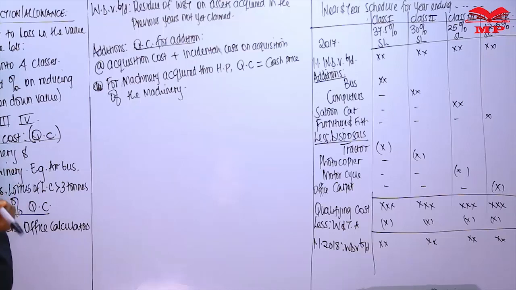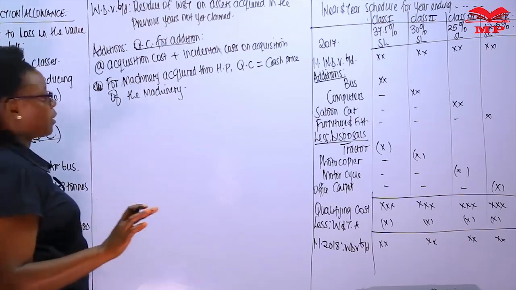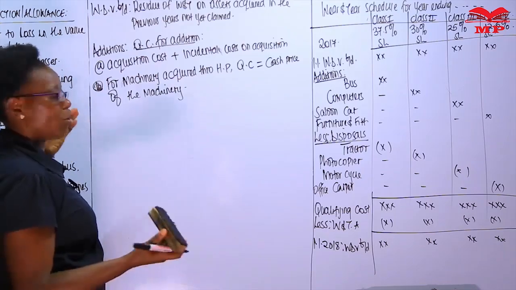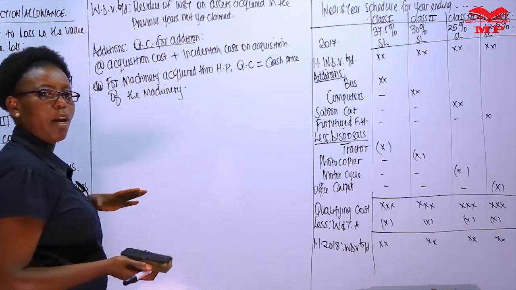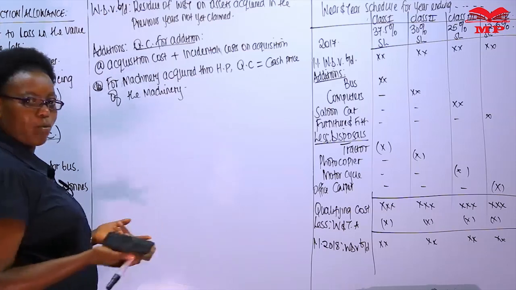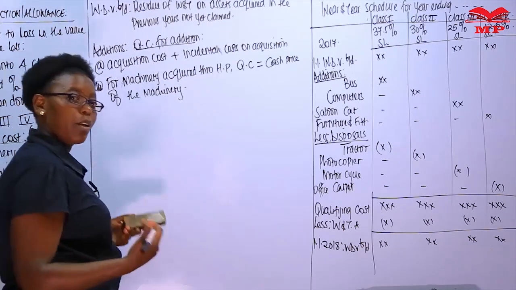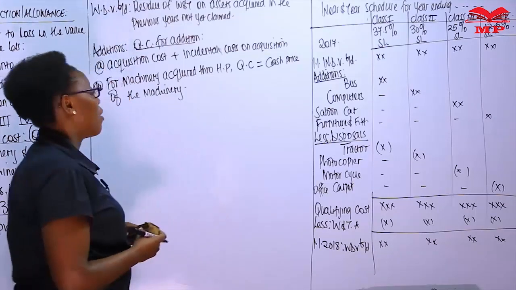Hire purchase interest is an allowable expenditure. So if, for example, machinery's total price was 1 million and 200,000 of that 1 million was hire purchase interest, then we take the cash price, which is 800,000.